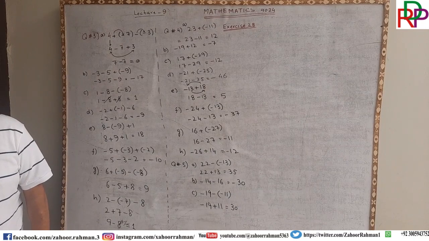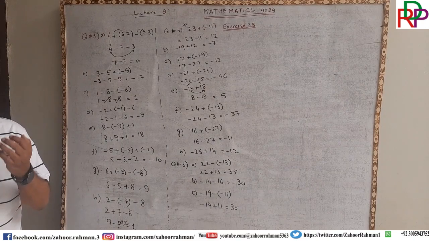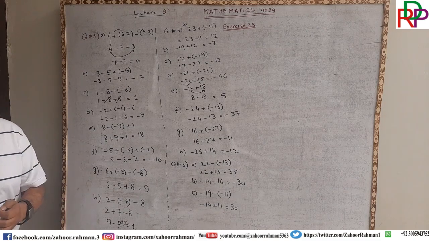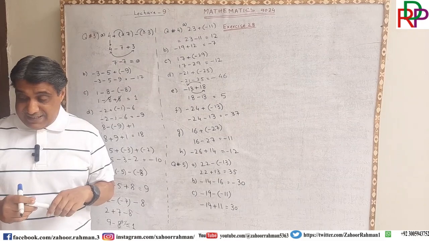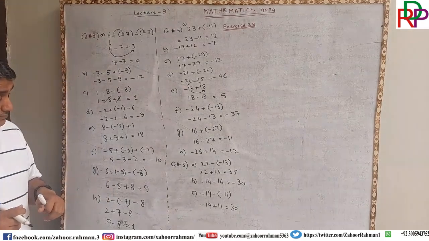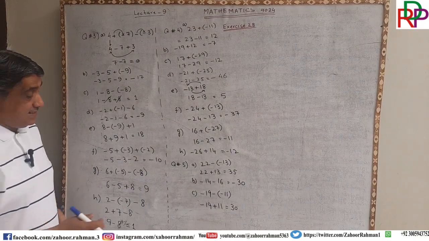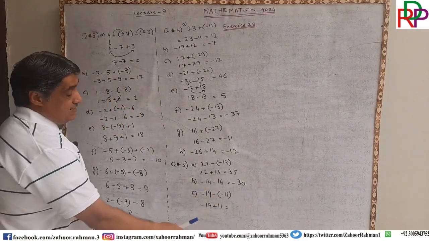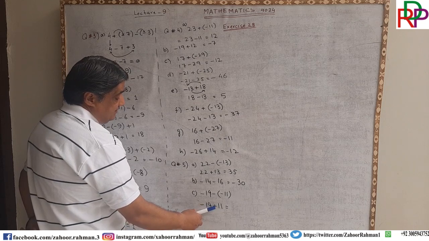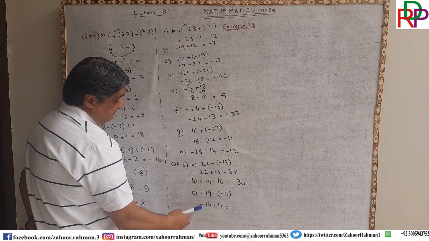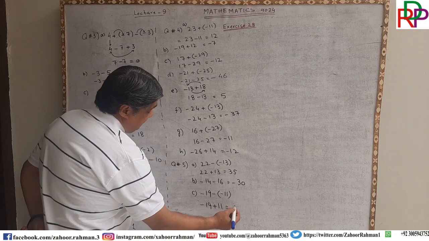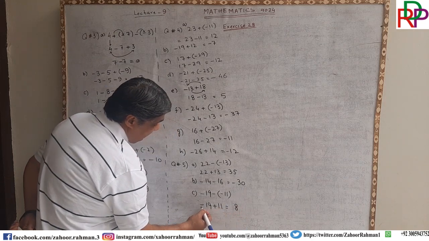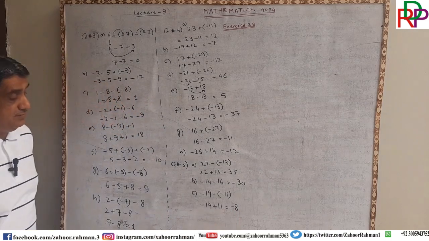Similarly, we are having another question, and that is the C part. Minus 19 plus 11, it is not 30, because one sign is positive and one is negative. So it means 19 minus 11 is 8, and the sign of the negative number.